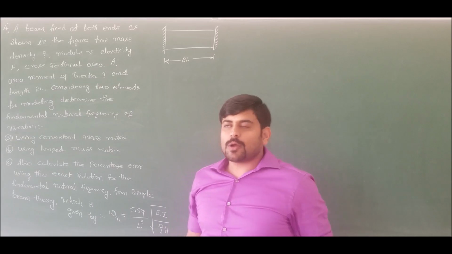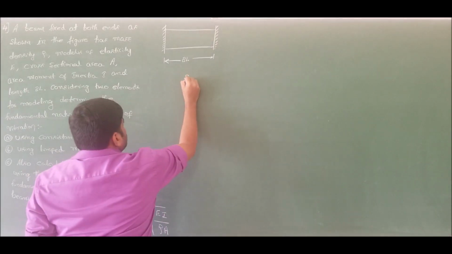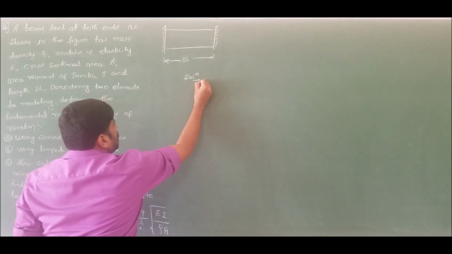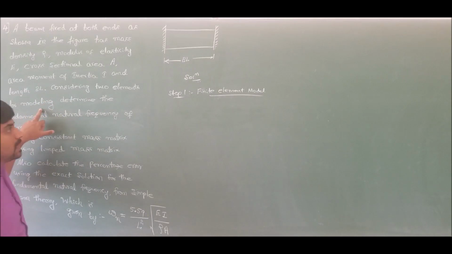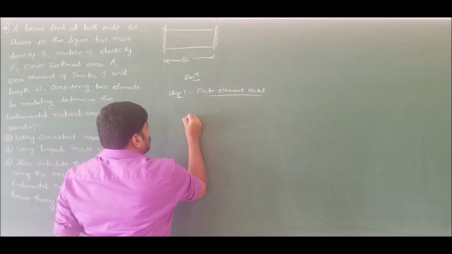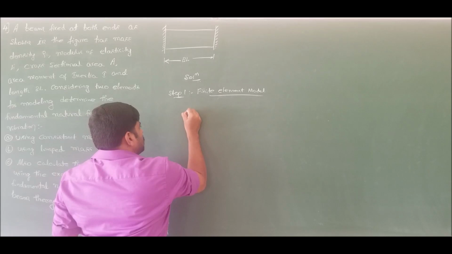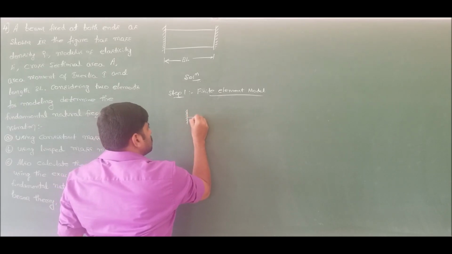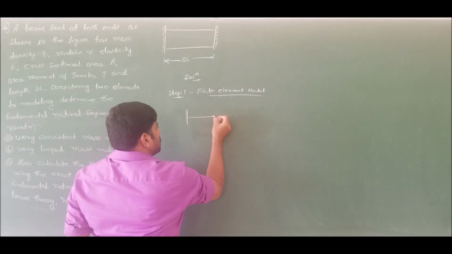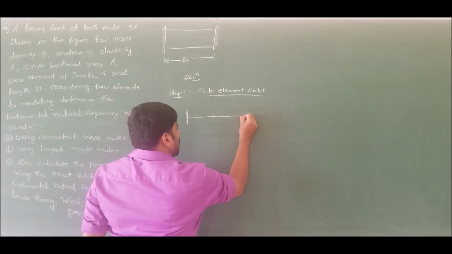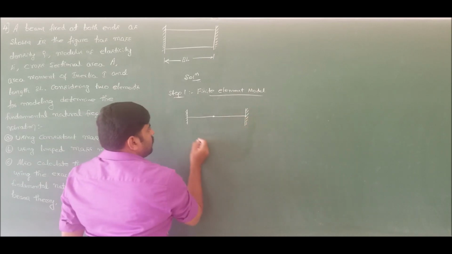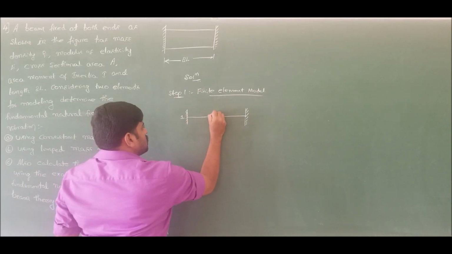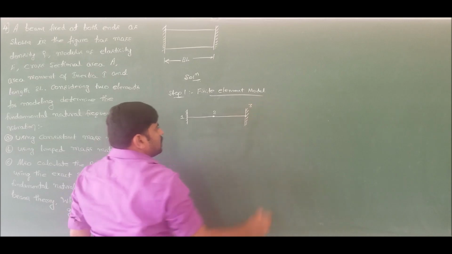Let us solve this problem. Coming to step 1, that is the finite element model. In the question itself, it is specified to consider two elements for modeling. So, considering two elements for modeling, at node number 1 we have a fixed boundary condition. Let us take node number 2 at length equal to L, and node number 3 at length equal to 2L, which is also fixed. So this is node number 1, node number 2, and node number 3.